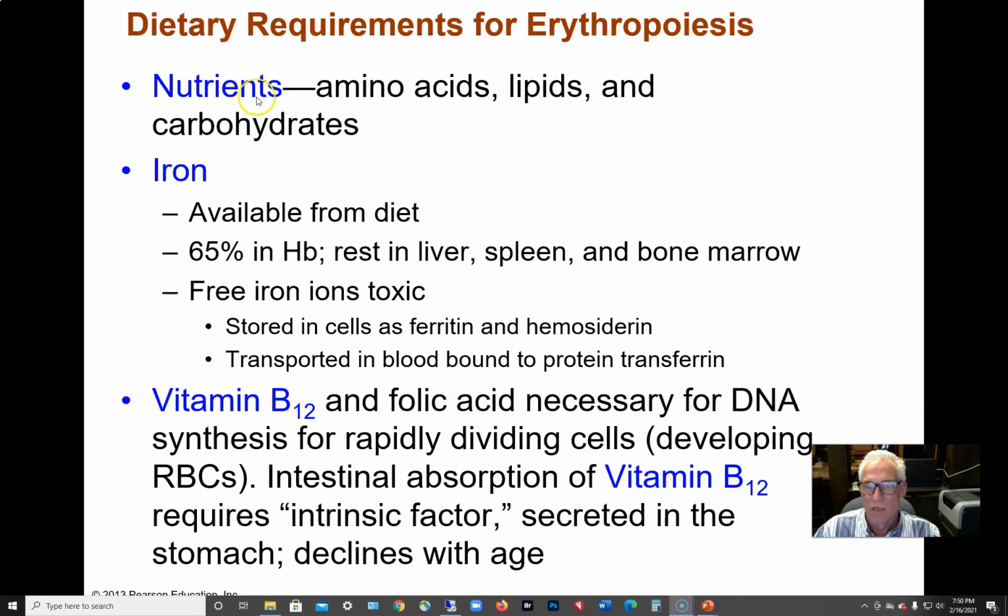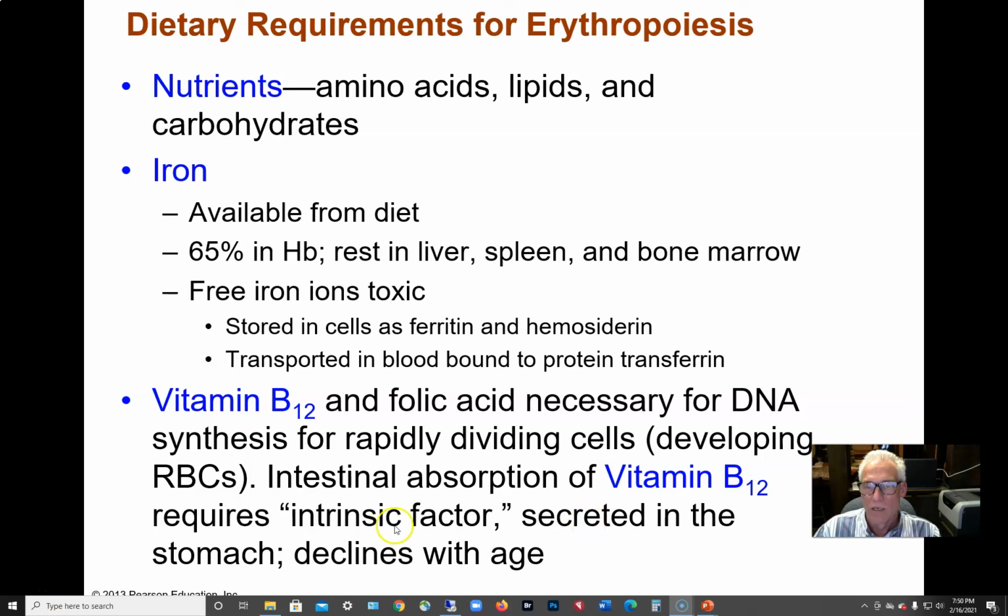So here we have written on this slide a little bit more. Amino acids, lipids, and carbohydrates we need to make red blood cells. Iron, so you need to have sufficient iron in your diet. You need vitamin B12 and folic acid. Vitamin B12 is interesting because we can't absorb vitamin B12 from our intestine by itself. It's produced by bacteria in our intestines, or maybe in our supplements, in our food. And in order to absorb it, we need a substance called intrinsic factor, a peptide secreted by the stomach, which then allows vitamin B12 to be absorbed in the intestine.